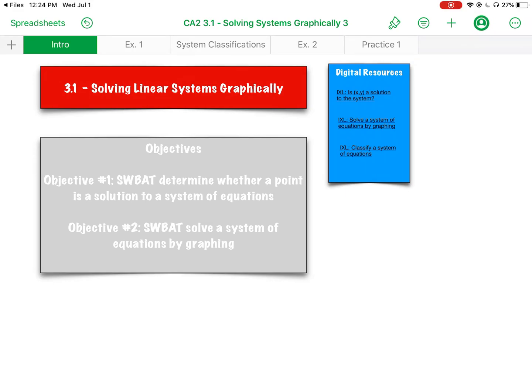All right, we're beginning a unit on solving systems of equations and systems of inequalities. Today we're going to focus on linear systems, and we're going to look at multiple approaches, but in this video, we're going to start with a graphical approach to solving the system. I think graphically is a good way to start because you can conceptually understand what it is we're actually doing when we solve.